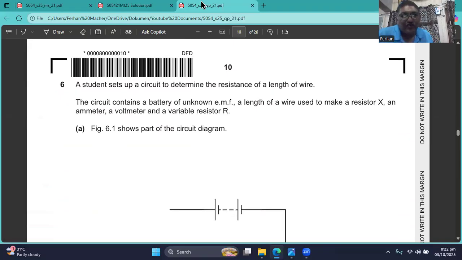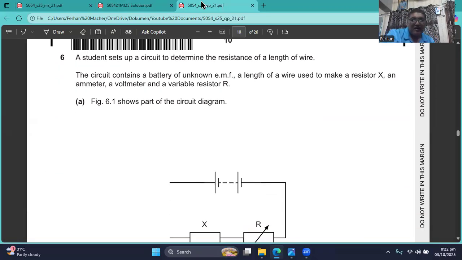Question number 6. A student sets up a circuit to determine the resistance of a length of wire. The circuit contains a battery of unknown EMF, a length of wire used to make a resistor X, an ammeter, a voltmeter, and a variable resistance R. Figure 6.1 shows part of the circuit diagram.